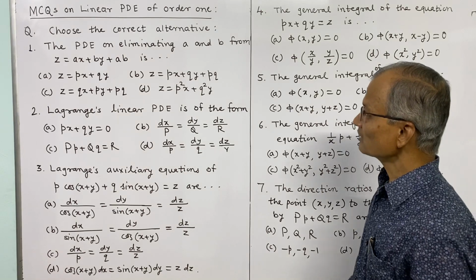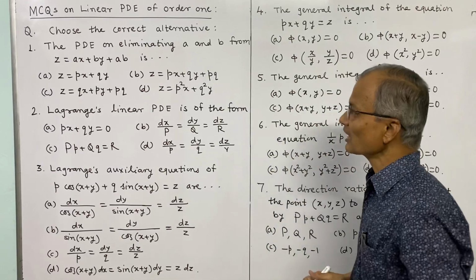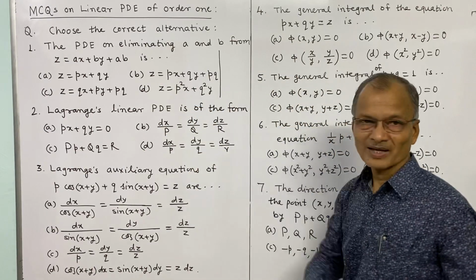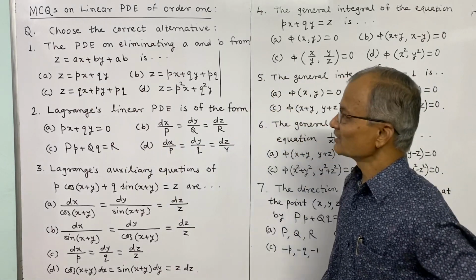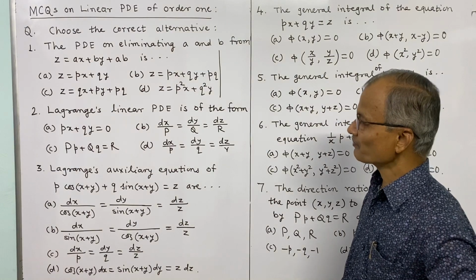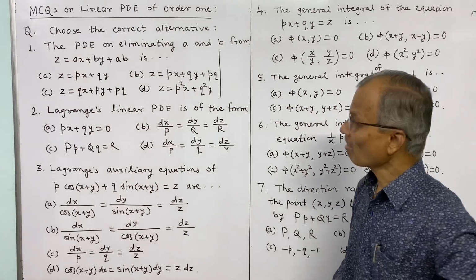Now if you differentiate this partially with respect to x first, then the partial derivative of z, you might have guessed the answer. These are the alternatives for this first question: z = px + qy, etc. And now we will see how to solve it.